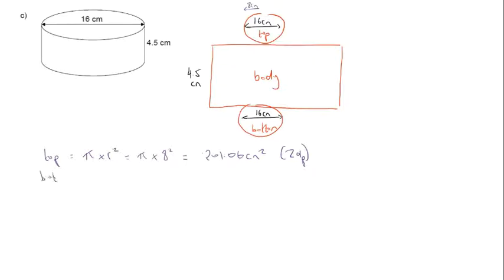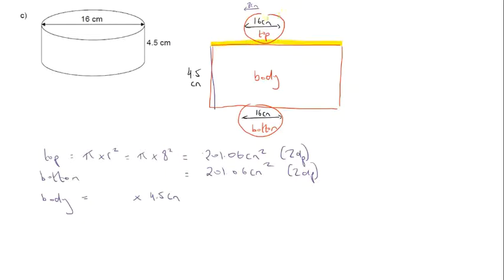Now the bottom is obviously the same shape as the top, so it's going to have the exact same area: 201.06 cm squared to 2dp. And now the body is the hardest part. The body is obviously a rectangle, so I know it's going to be something times 4.5, because it's 4.5 high, definitely 4.5. The tricky part now is how long is that length there.